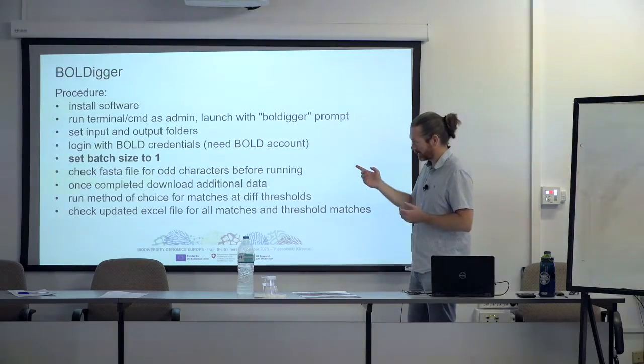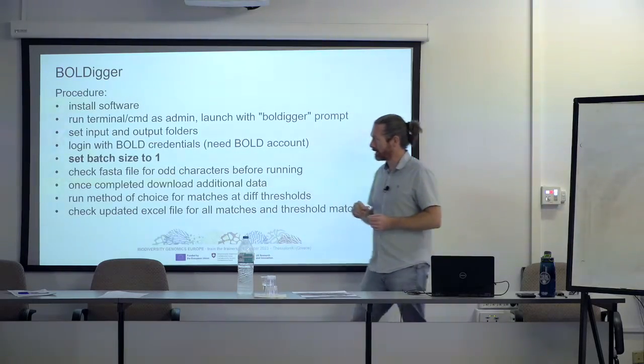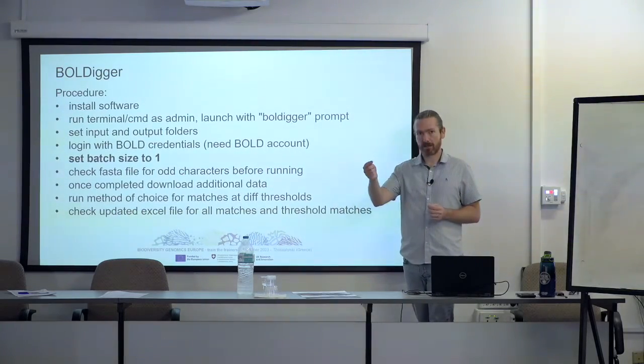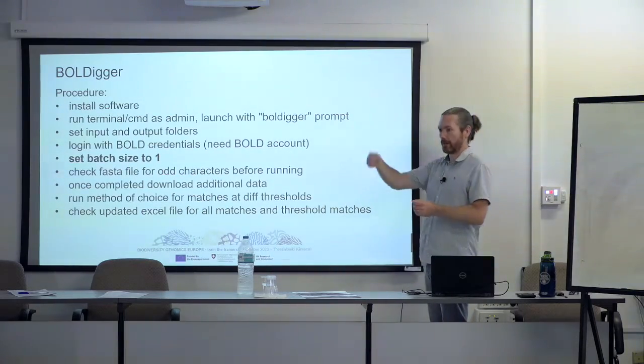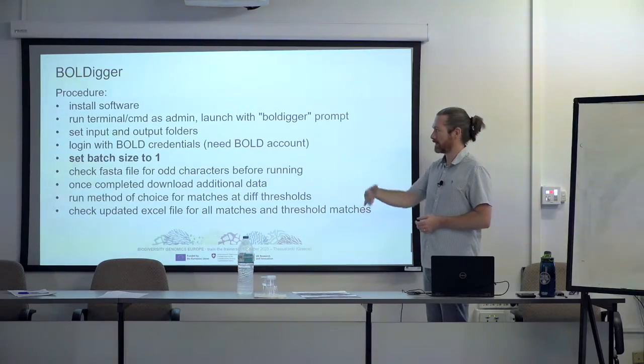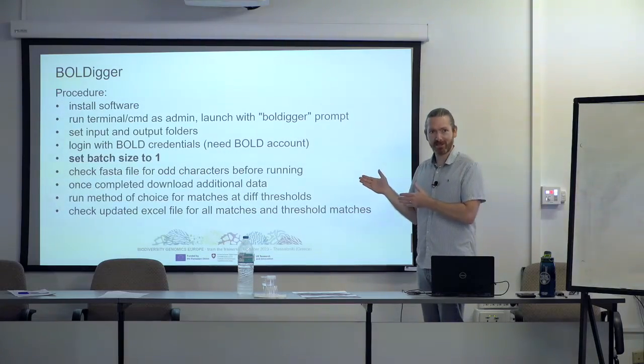This is important. This is the only way I get it to work these days: you set the batch size to 1, which means it will search one sequence at a time. So it'll search Bold for one sequence, download the HTML result, repeat, repeat, repeat as it goes through your spreadsheet. You can imagine if you're doing a metabarcoding study and you've got thousands of OTUs.